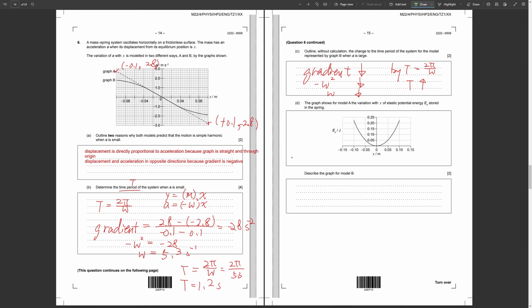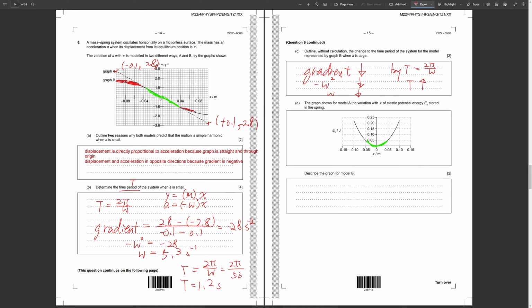Part D, we're going to build a new graph, but they're still referring to model A and model B. The given graph is about model A, and next we are going to draw the corresponding graph of model B. Let's refer to the graph on the left first. When the displacement is within 0.04 meter, these two graphs are identical. So on the right hand side, we can assume when the displacement is 0.05 on the negative side and the positive side, they are practically the same. But next, when the displacement goes beyond 0.04, the graphs are not the same.